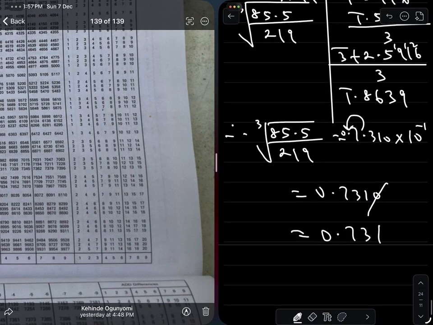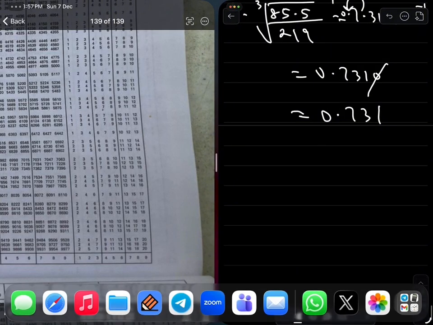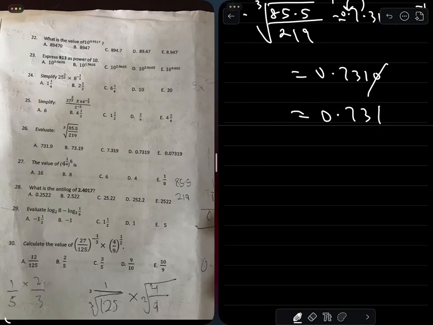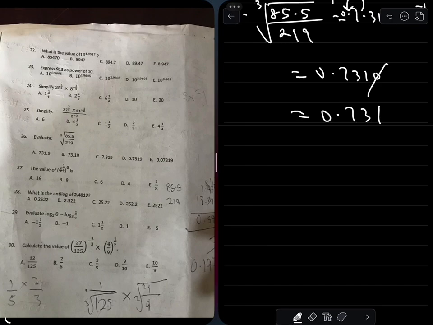That was 26. Okay, let's see the option that matches that. Number 26. What's the correct option? 0.731. Okay, it says 0.7319. No, let's pick the D. That's the closest one to the answer.